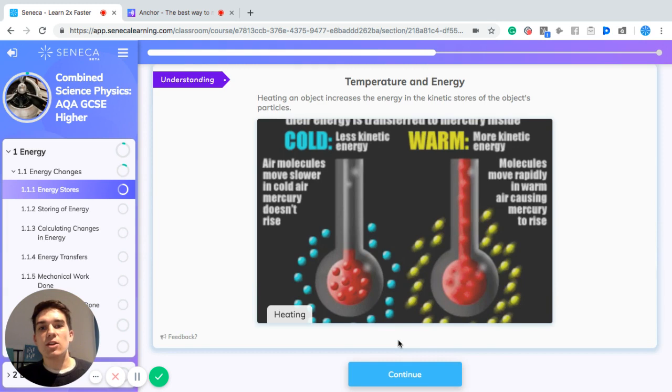And remember that heating an object increases the energy in the kinetic stores of an object's particles. So if something's cold, it has less kinetic energy. That's because the particles move slower when it's cold. And if it's warm, it's got more kinetic energy, and that's because the energy is transferred to the particles and they vibrate.